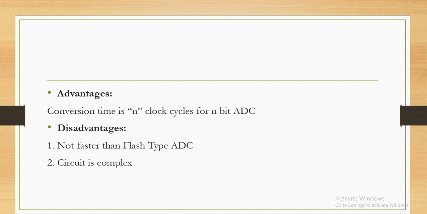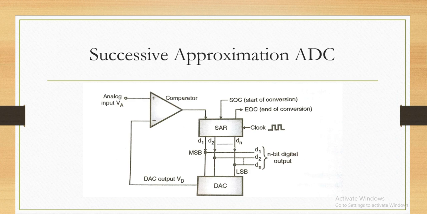Now let us see the advantages and disadvantages of this successive approximation type of analog to digital converter. So the advantage is that conversion time is n clock cycles for n bit ADC. What is the meaning of this one? Let's understand the same example. Suppose you have 8-bit successive approximation type of ADC.